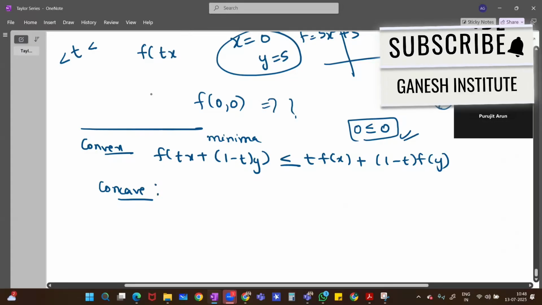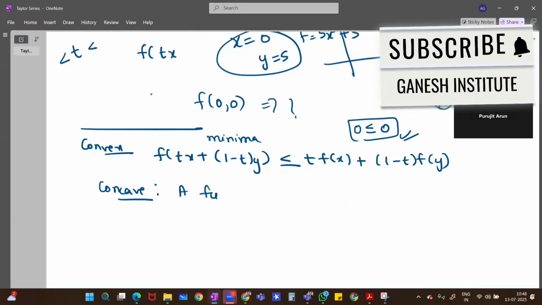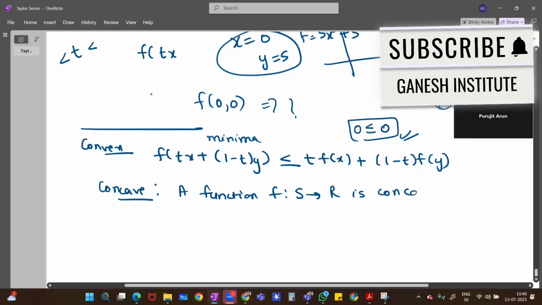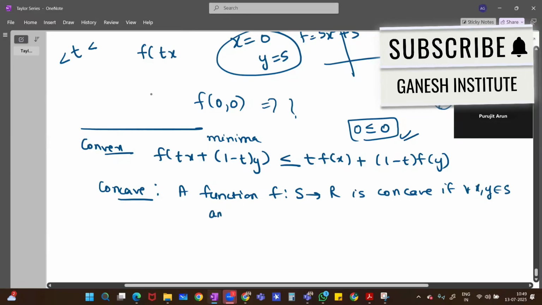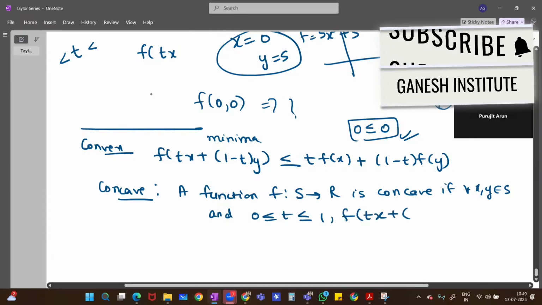Now if you have to convert it into a concave function, what you will write is the same thing. Only difference is, in this case, your linear combination must be less than or equal to the scalar distribution, where your linear combination is the relative maxima.